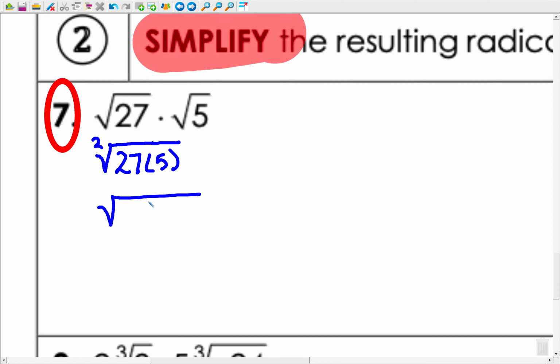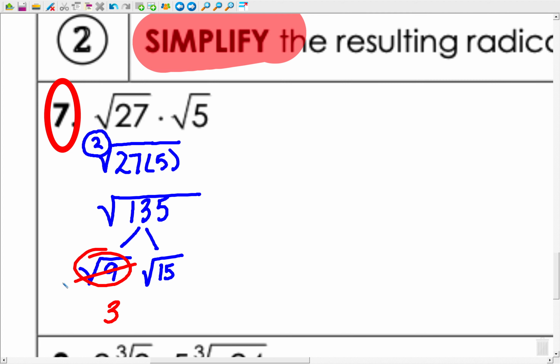So now I have the square root of 135, and I want to see if I can simplify this. I need to know if it is divisible by a perfect square, because this understood index of 2 means I'm going to split this by the largest perfect square that can go into 135, which just happens to be 9. So I have the square root of 9 times 15. The square root of 9 becomes 3, but the 15 will stay in the radical.